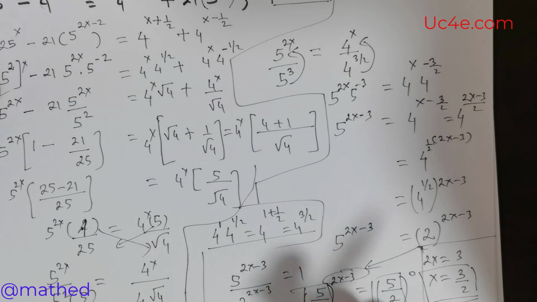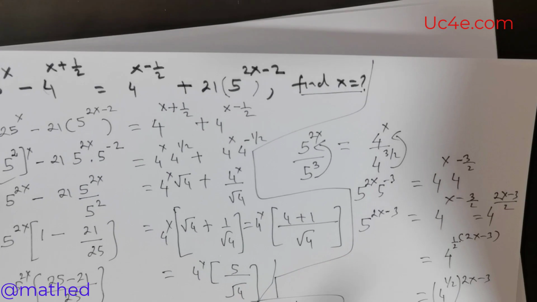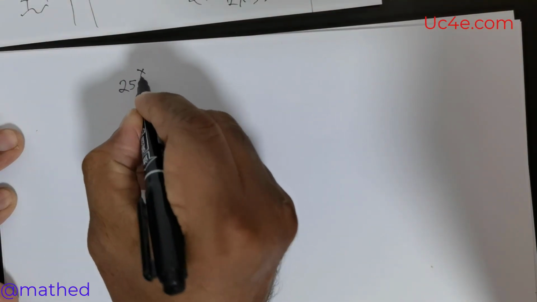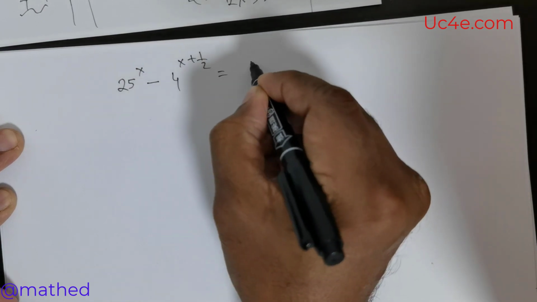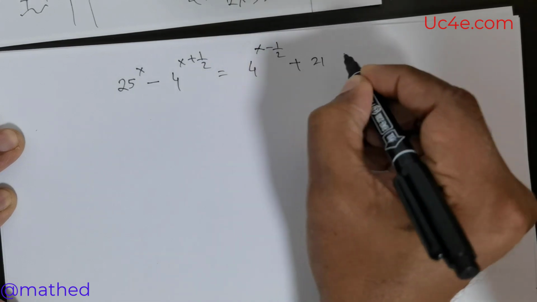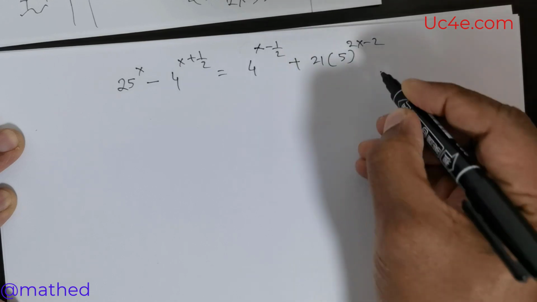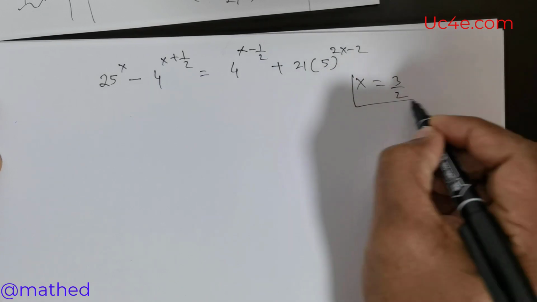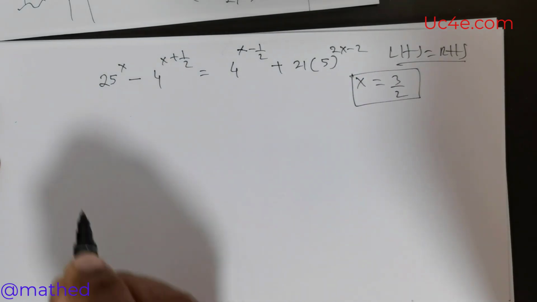And if you want to check if x is equal to 3/2, is this the solution? Of course, we can perform the check also. So this is 25 raised to the power of x − 4 raised to the power of (x + 1/2) should be equal to 4 raised to the power of (x − 1/2) + 21 times 5 raised to the power of (2x − 2). Now we have found out x value to be equal to 3/2. So let me substitute that and show to you that left hand side is equal to right hand side.